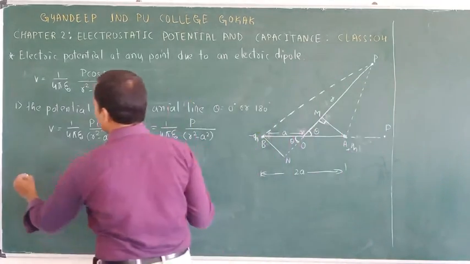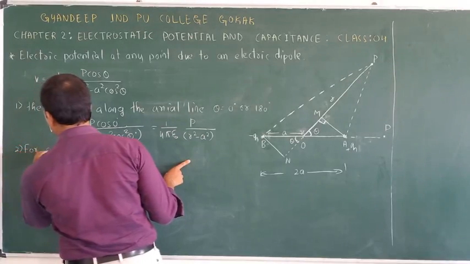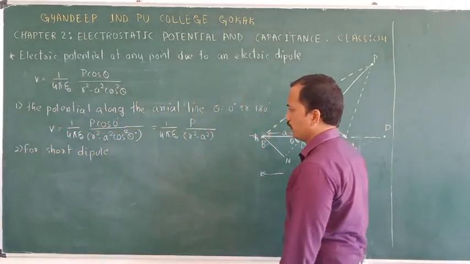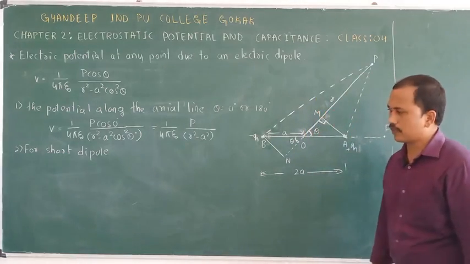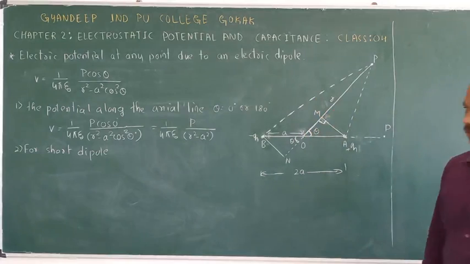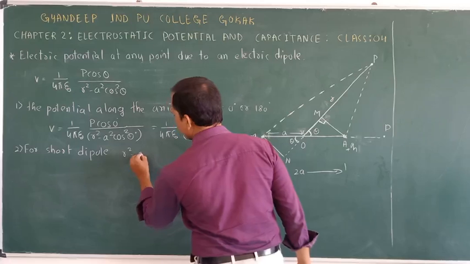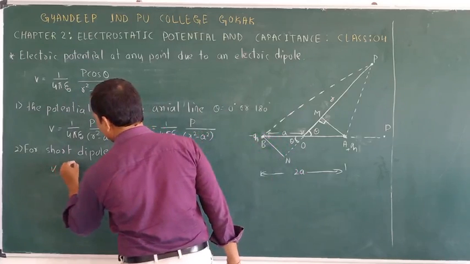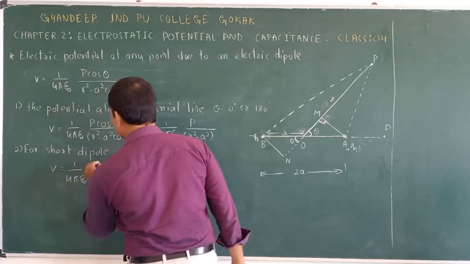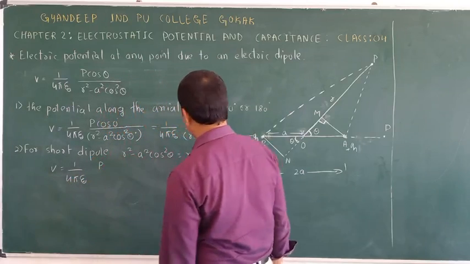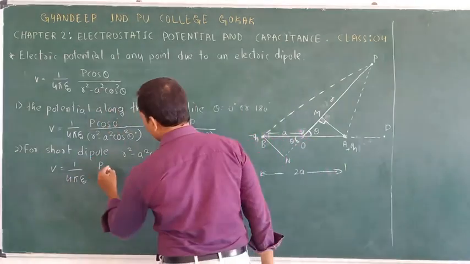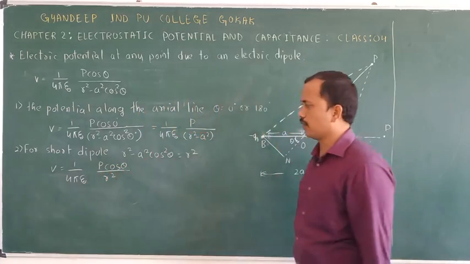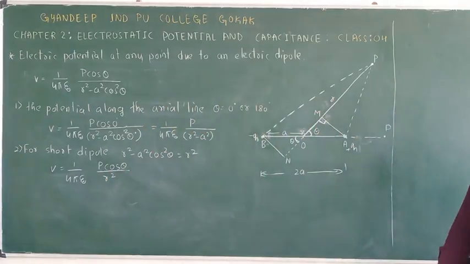Similarly, for a short dipole, the value of r square minus a square cos square theta is equal to r square. Therefore, V is equal to 1 by 4 pi epsilon naught, P cos theta divided by r square. This is the formula for the potential of a short dipole.